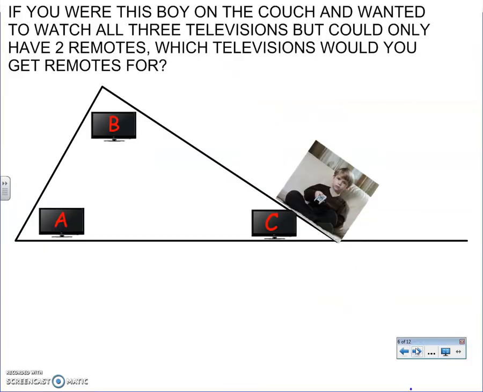All right, the other formula involving triangles and angles is related to this. So it says, if you're this boy on the couch and wanted to watch all three TVs, but you could only use the remote for two of them, two remotes, which televisions would you get the remotes for? I will say, lazy people, you want to use it for the TVs farthest away. Well, you want to use your TV B up here and TV A right here.